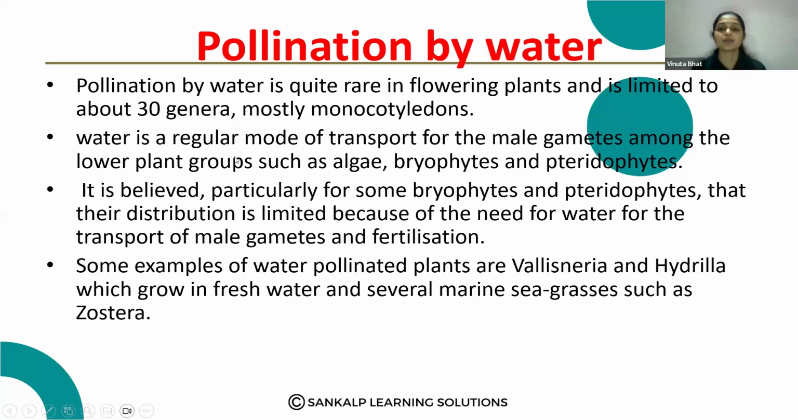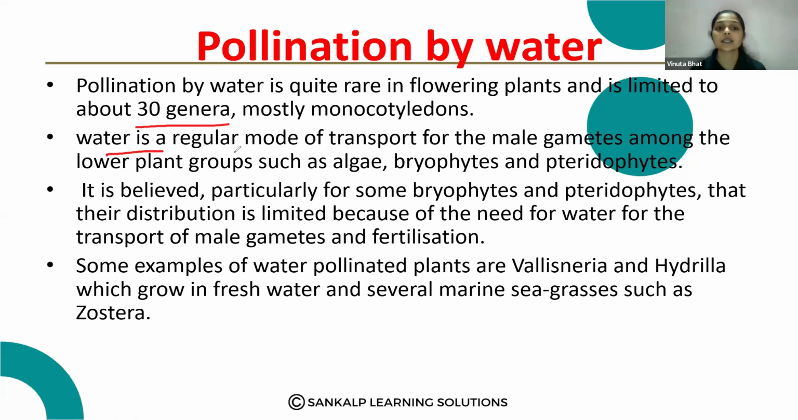The second type is pollination by water. It means that the pollen grains are transferred to the stigma of the flower by water. Pollination by water is quite rare. Only around 30 genera, mainly monocotyledon plants, use water for the transport of the pollen grains.